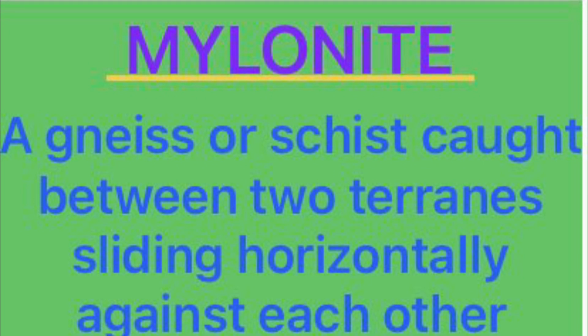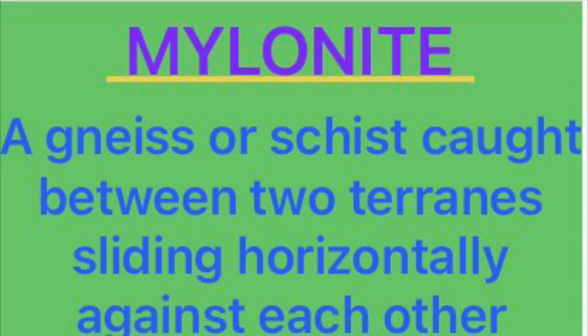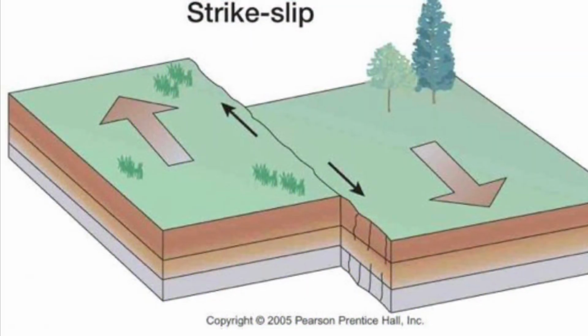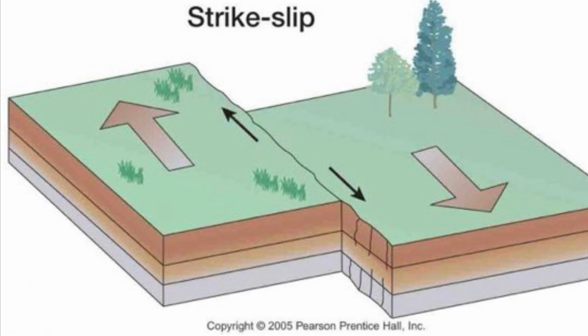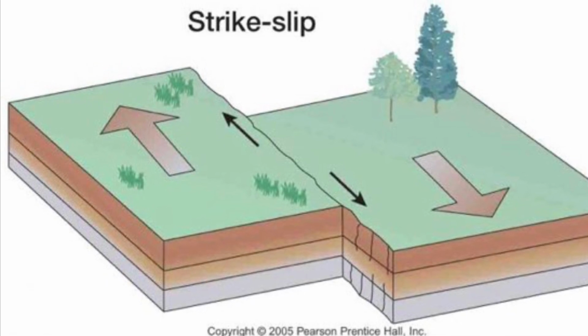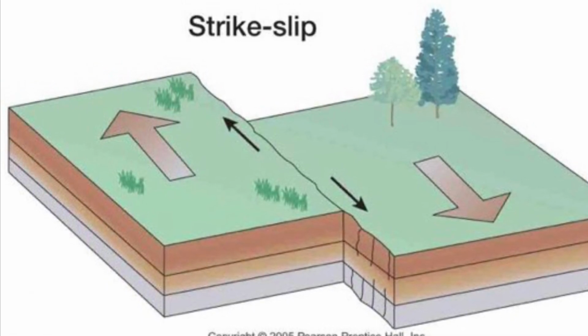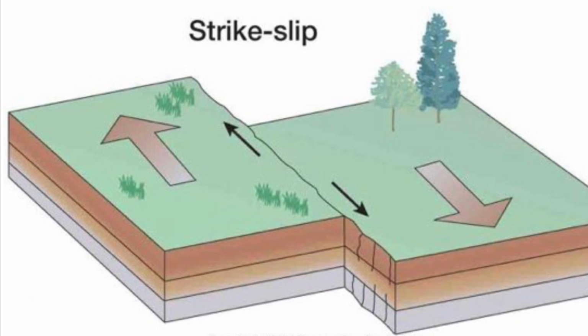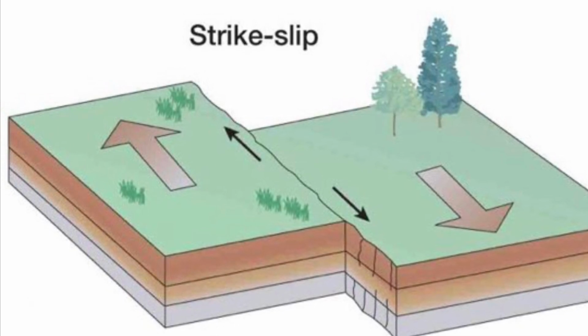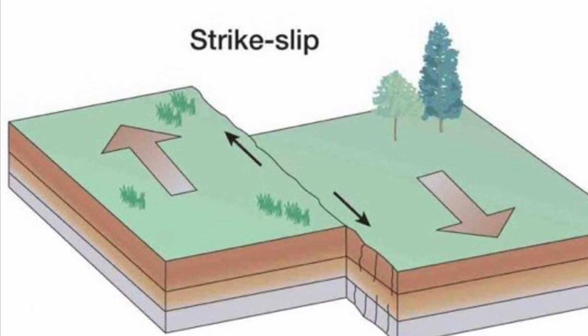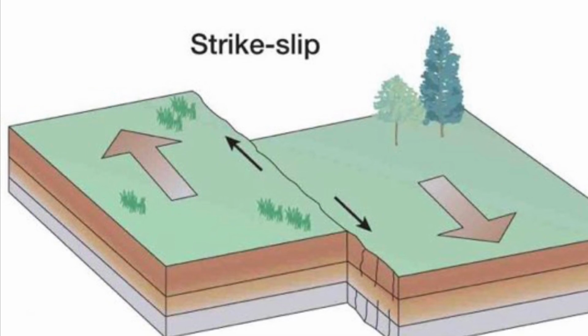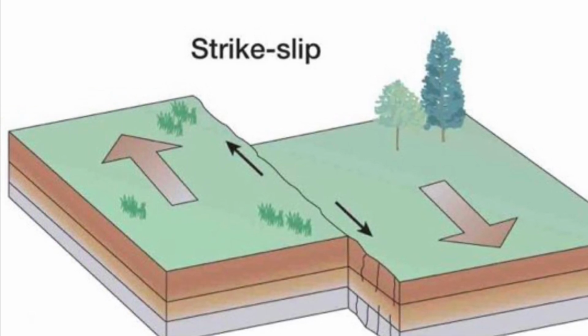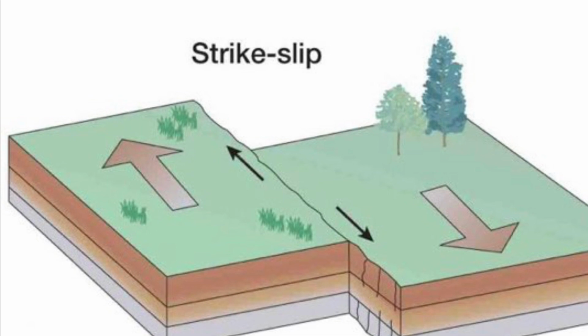A geologic terrain is simply a hunk of land that has a unique geologic history. This is the kind of thing we're talking about. See these two hunks of real estate, they're sliding against each other, and the rocks that are caught in between are getting smashed and smeared and stretched. And this kind of zone is called a strike-slip zone. The rocks that result from this process are called mylonites.